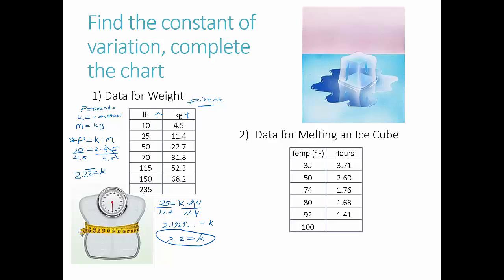So in my chart, the last weight in pounds, 235 pounds, the metric weight is missing. So again, I'm going to go back to my formula, pounds equals k times n. So my pounds here is 235. My k value is 2.2. And my metric value is unknown to me at this moment. So to solve this, I divide by 2.2 on both sides.